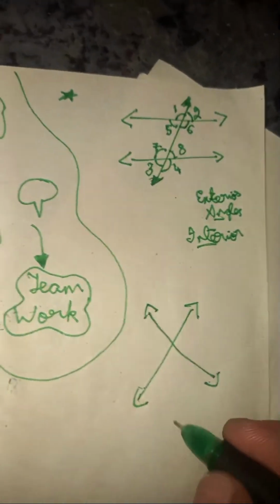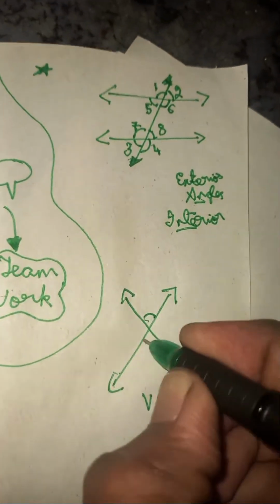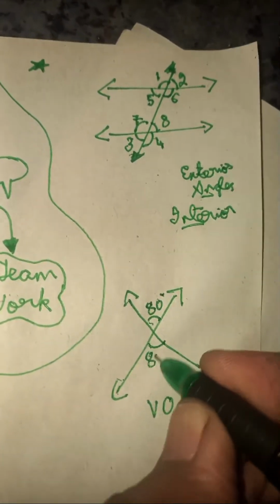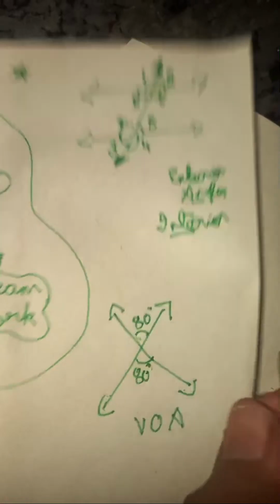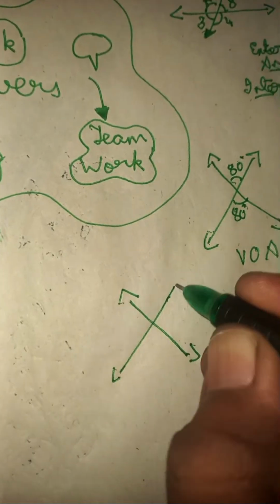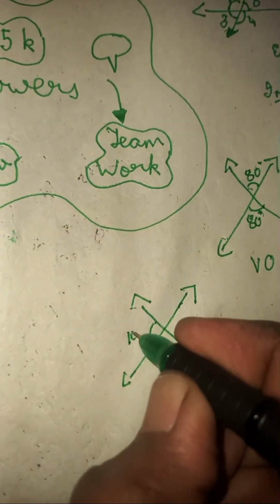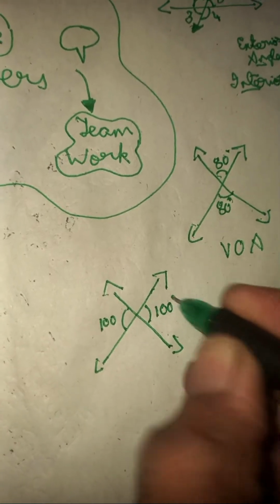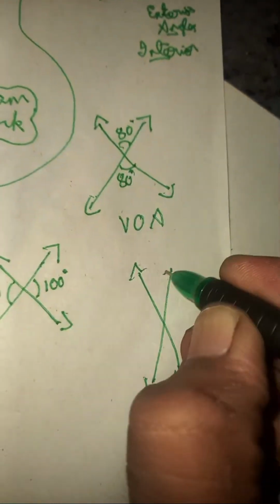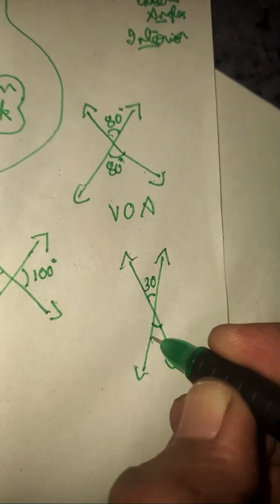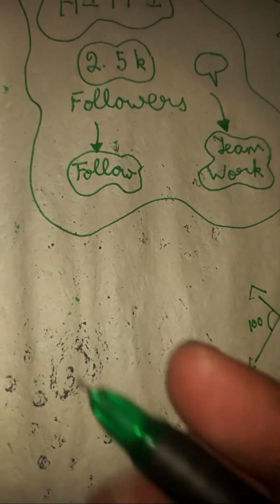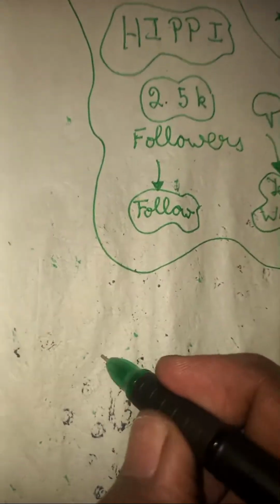These are known as vertically opposite angles. This angle and this angle: if this angle is 80 degrees, this also is going to be 80 degrees, because they are vertically opposite angles. You can take one more pair of vertically opposite angles here also. If this angle is 100 degrees, this angle also becomes 100 degrees. And if you take one more example, if this angle is 30 degrees, this angle is also 30, because they are vertically opposite angles.